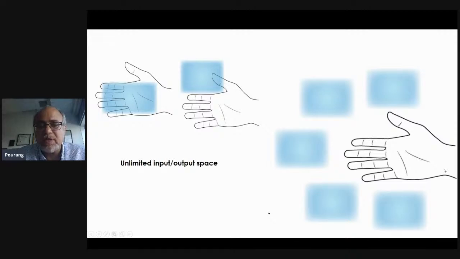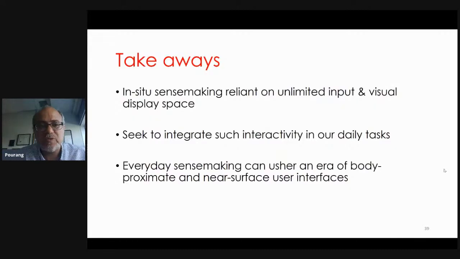So if you use your arm or your hand as a frame of reference, you actually have a fairly large, unlimited input output space. And so this is something that we are quite interested in exploring: how to actually work in this space, and how to actually work between this space and the other potential spaces you may have in your environment, such as your screens, typical desktop screens, projections on the environment as well. So with this, I'd like to end my talk.